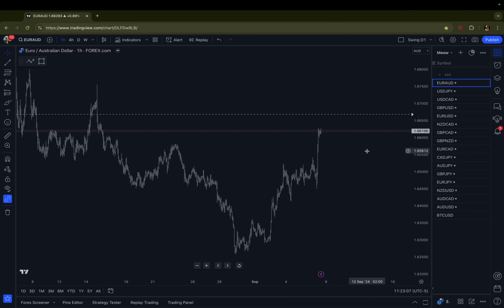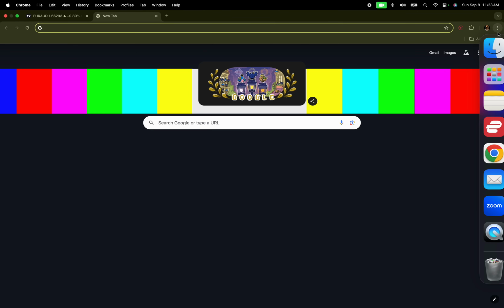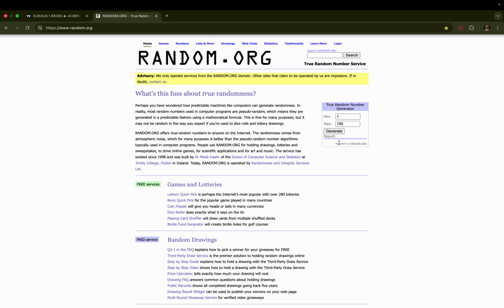So what I'm going to do is pick a random pair. And with that random pair, I am just going to scroll back to a random point on the chart. That way we can see what happened.